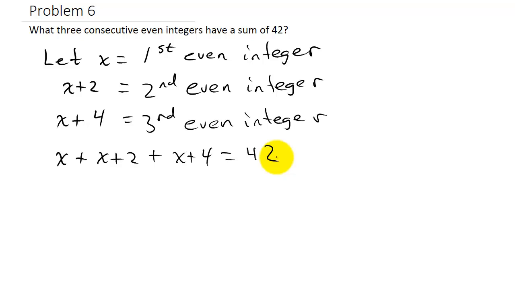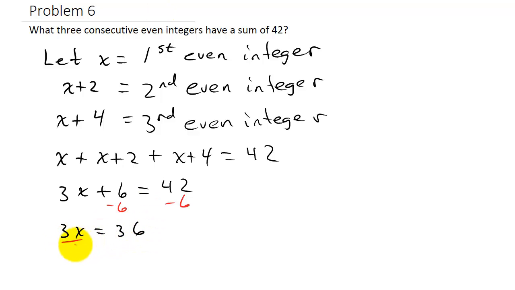All I do now is solve. x plus x plus x is 3x, plus 2 plus 4 is 6, and that equals 42. Then I subtract 6 from both sides, and that gives me 3x equals 36. Divide both sides by 3, and that gives me x is equal to 12.